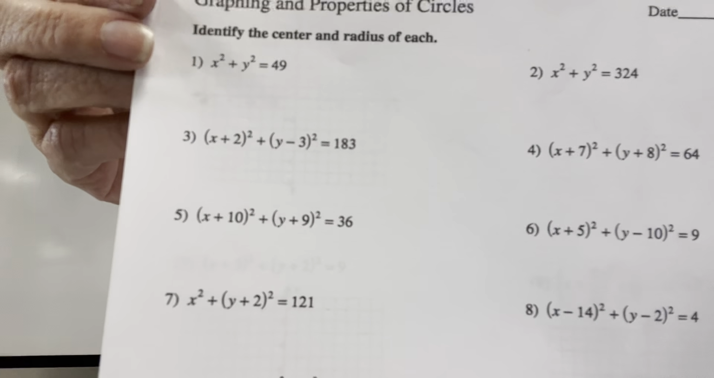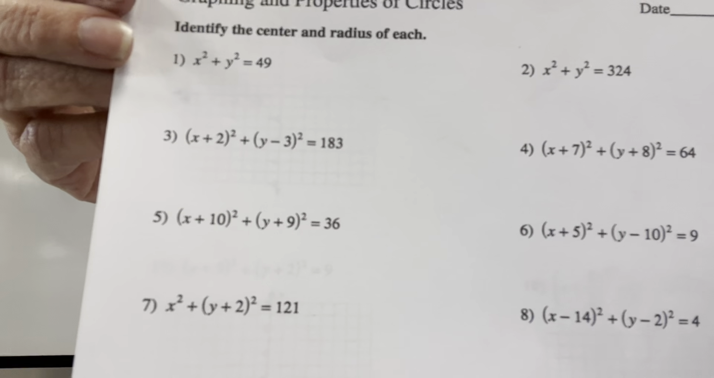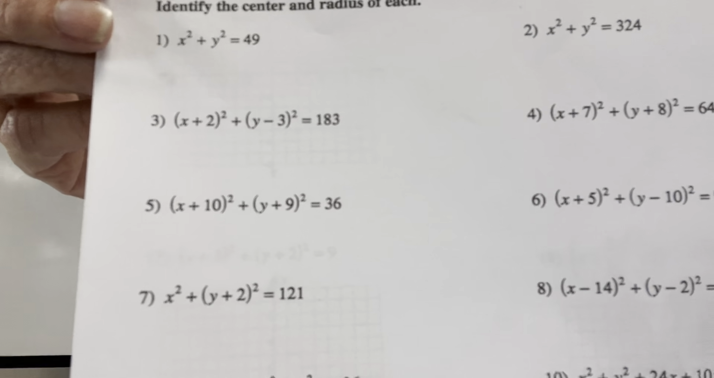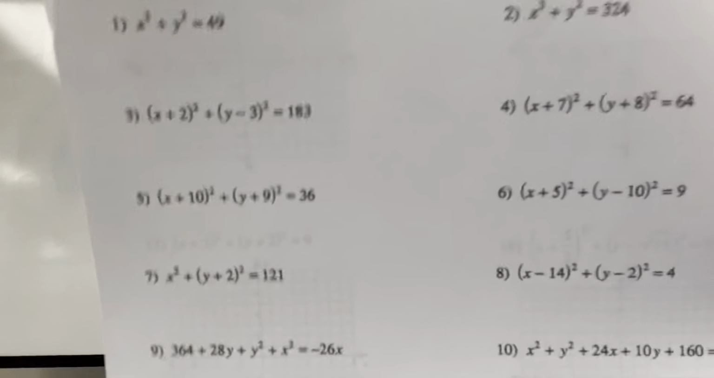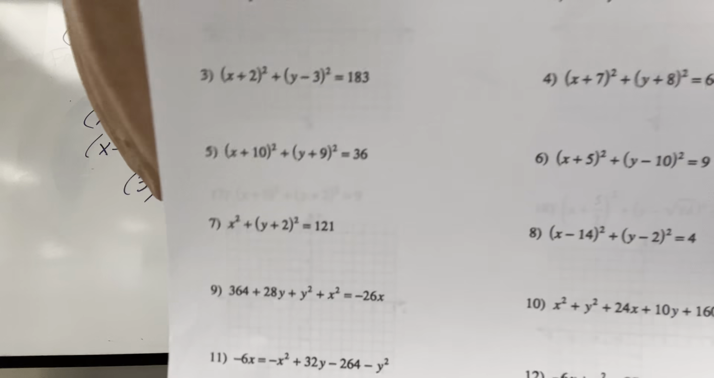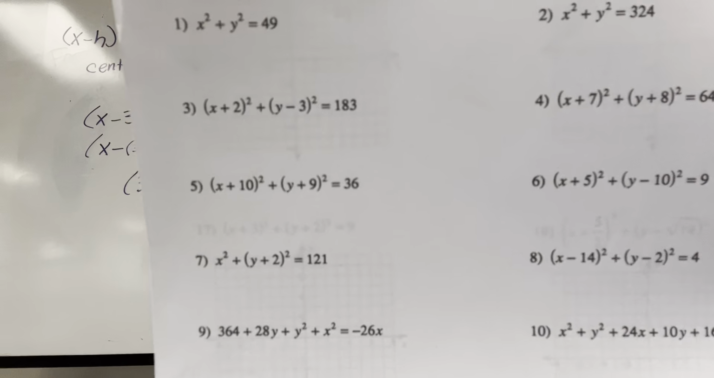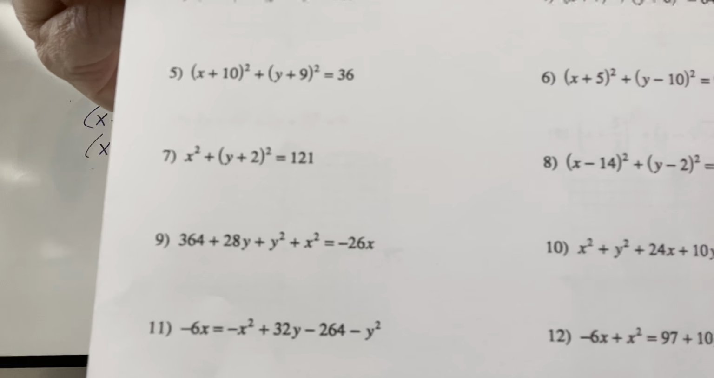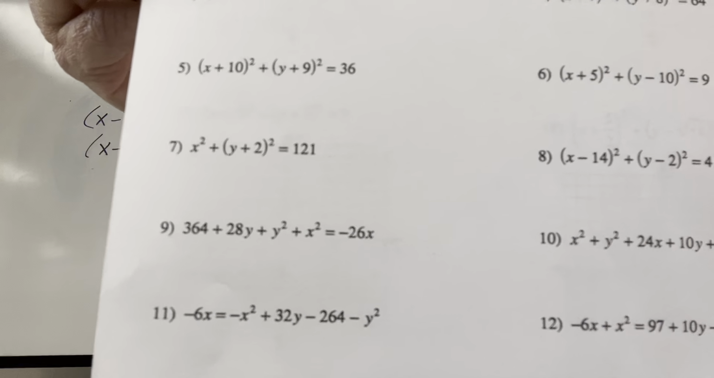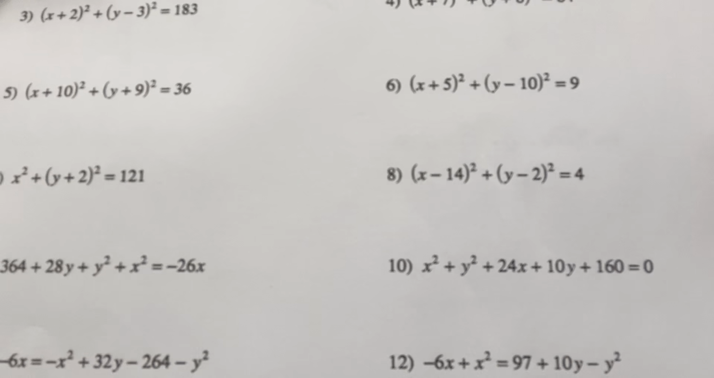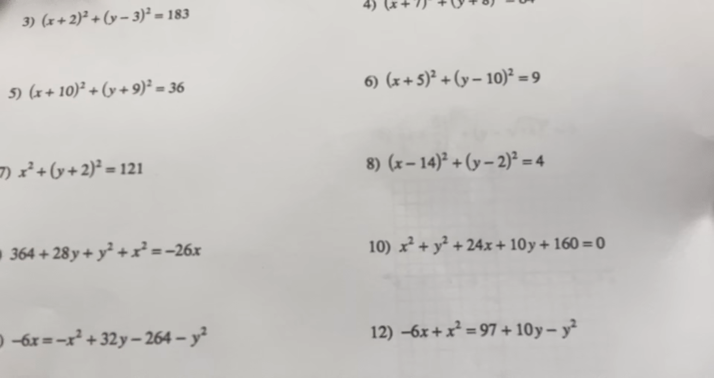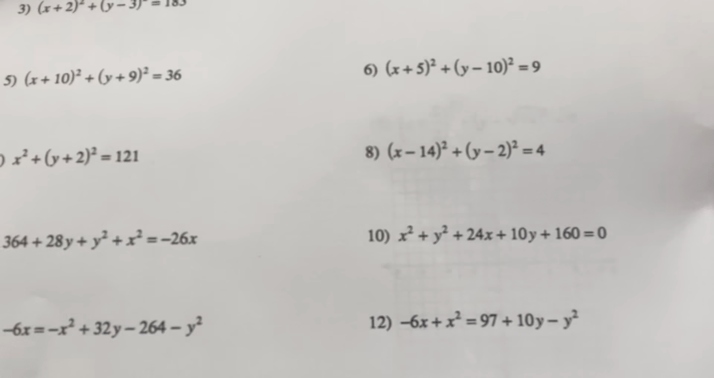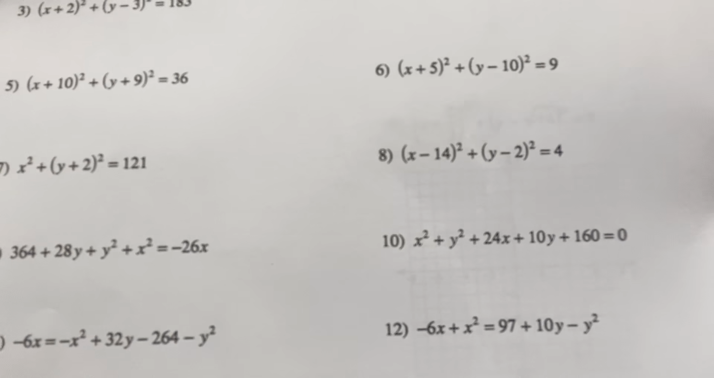Okay, this is a hard one, Luke. Number 7. 0, because x has nothing subtracted from it. 0, negative 2. And what's the radius? 11. Abby, number 8. Where's the center? The center is 14, 2. 14, 2. And what's the radius? 2. That's it. Okay.